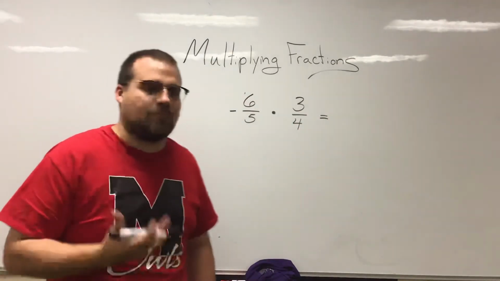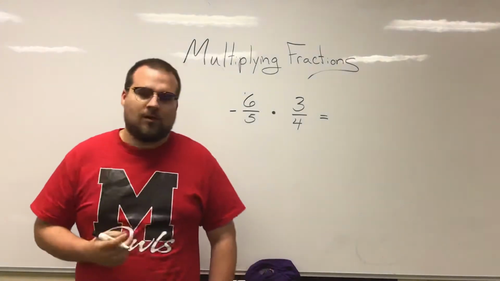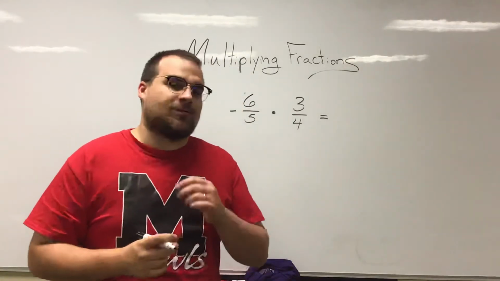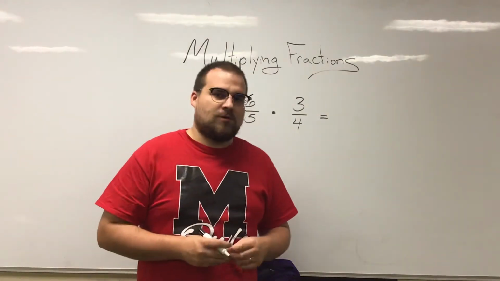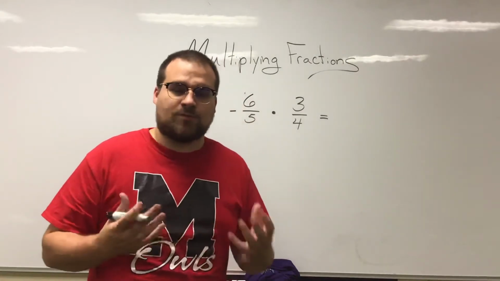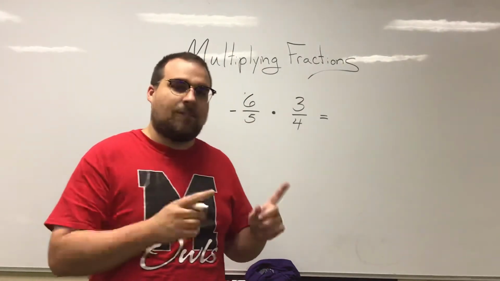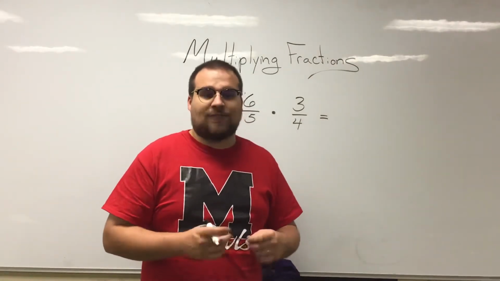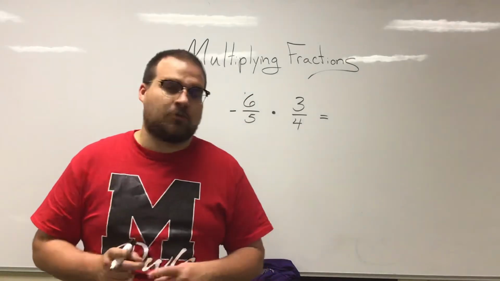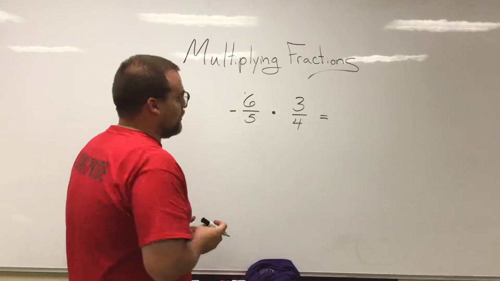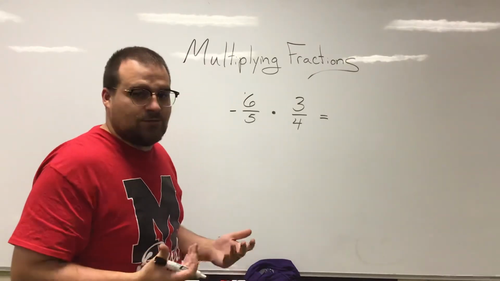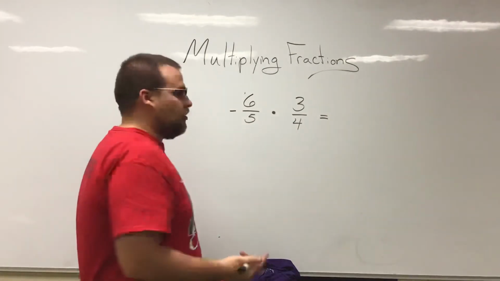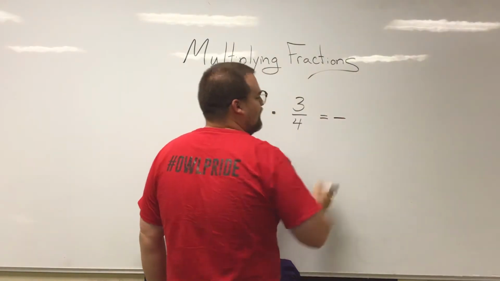Here's what I want us to do whenever we have negative fractions. We are going to first determine, is our answer going to be positive or negative? Now, you know the rules of multiplying when it comes to positives and negatives. If the numbers you're multiplying have different signs, your answer will be negative. If they have the same sign, your answer will be positive. So let's take a look. Do our numbers have the same or different signs? Well, this one's negative, this one's positive, therefore their signs are different. So our answer is going to be negative.